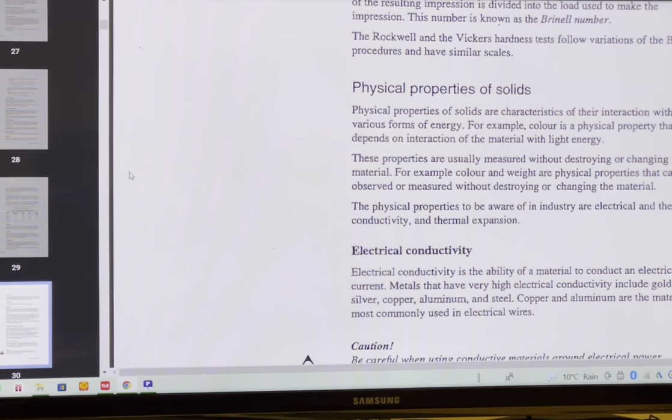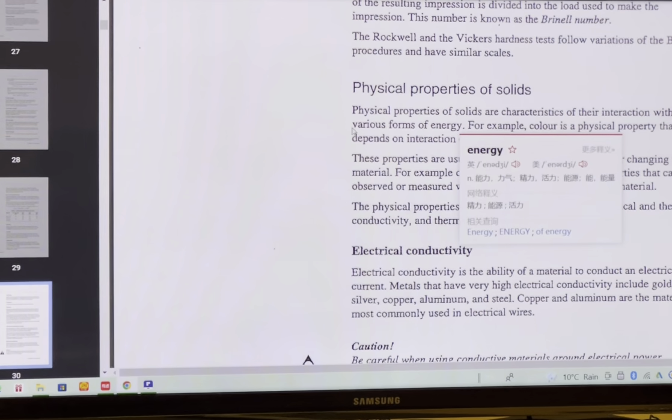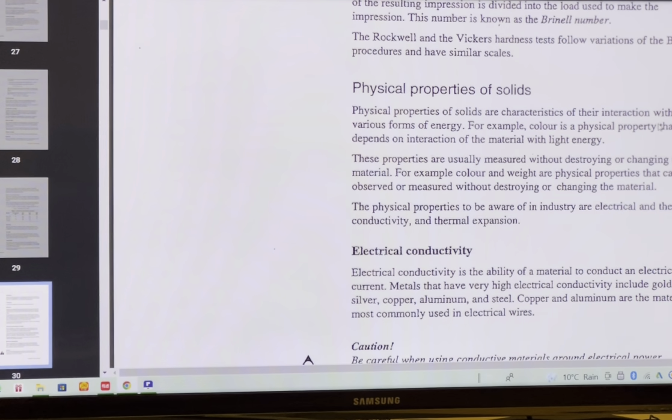Next, physical properties of solids. We only review it. The physical properties of solids are characterized by their resistance or interaction with various forms of energy. For example, color is a physical property that depends on the interaction of the material with light energy.